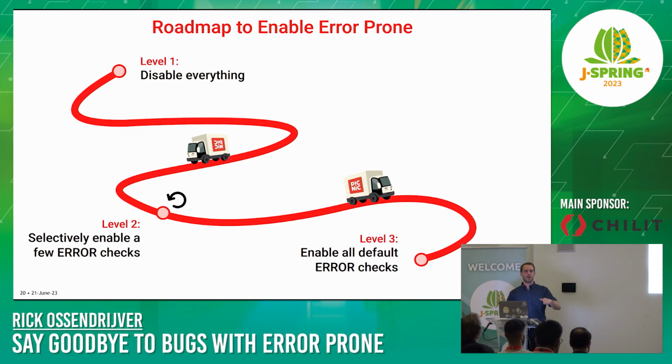So you have to repeat this process quite a few times, until more bug patterns are enabled, and until you are at a certain point where you enabled all default error-prone checks. And if you have not used error-prone beforehand, this is a really good milestone to work towards. So it sounds nice, but let me just show you what I mean, and let me show you why it is actually easy to do this.